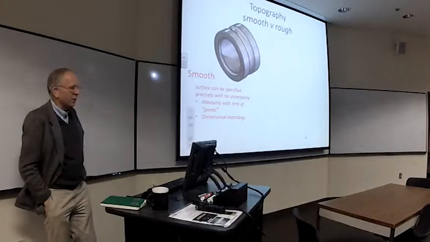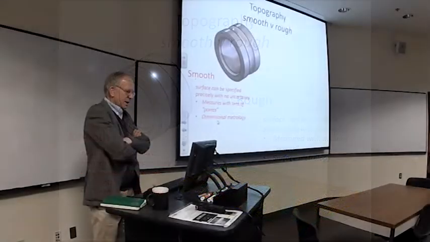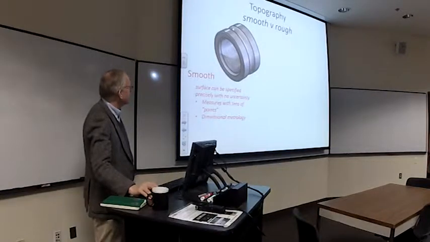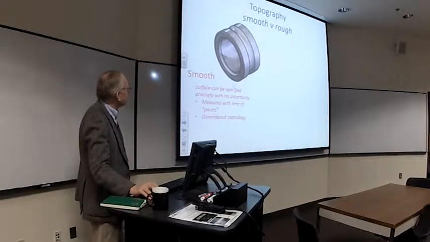All right, so topography. Most of the time we work with smooth geometries, and we like it because we design with planes and spheres and cones and cylinders. And if I want to verify that I got what I wanted here, I measure some tens of points on the surface, and I'll explain what it's in quotes in a moment. And that's called dimensional metrology. And so we do something like a CMM to see if they go.